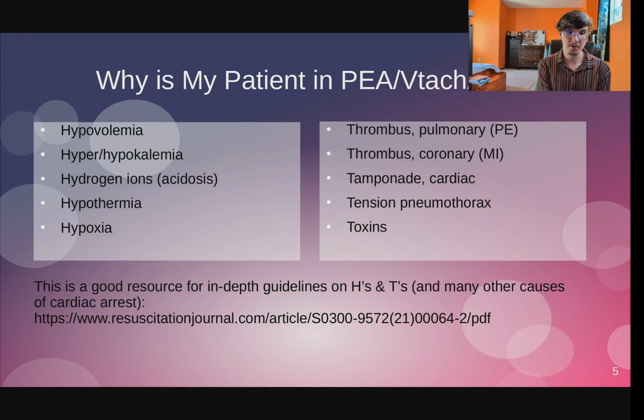We've got thrombus pulmonary, which is a PE, thrombus coronary, MI, tamponade cardiac, tension pneumothorax, and toxins. And we're going to talk about each one of these with a decent amount of detail.